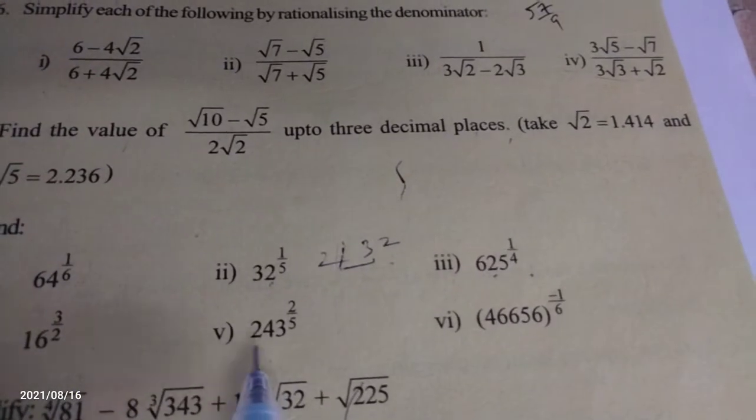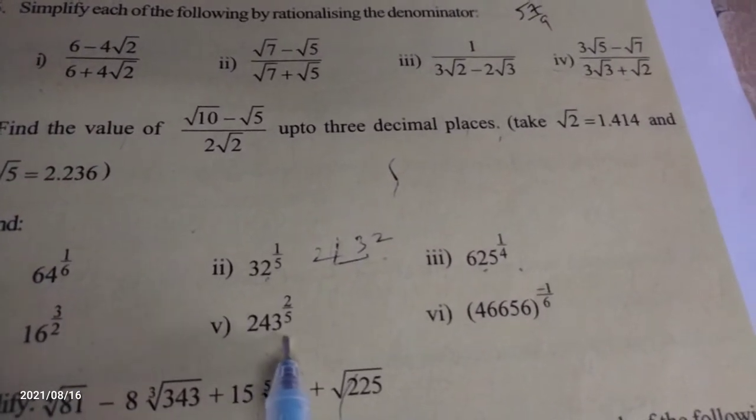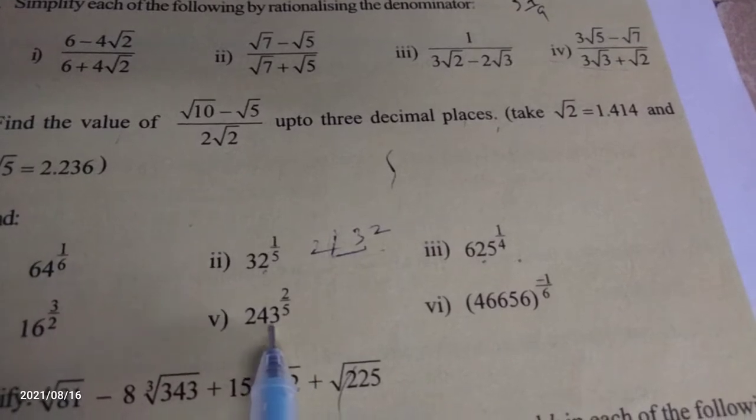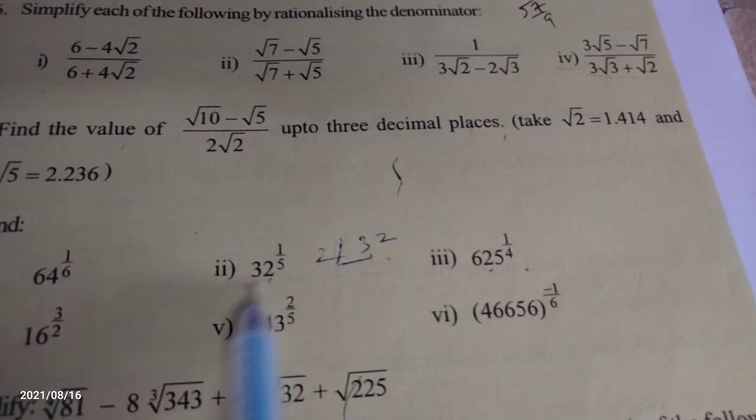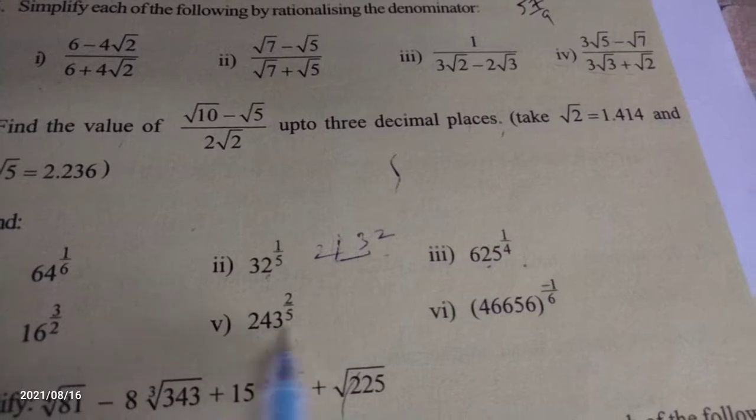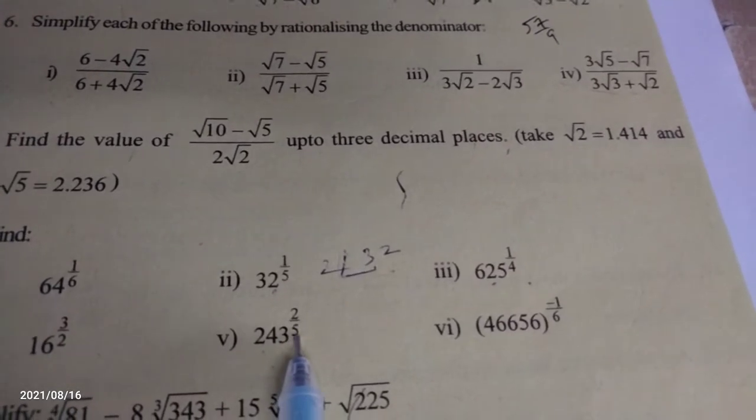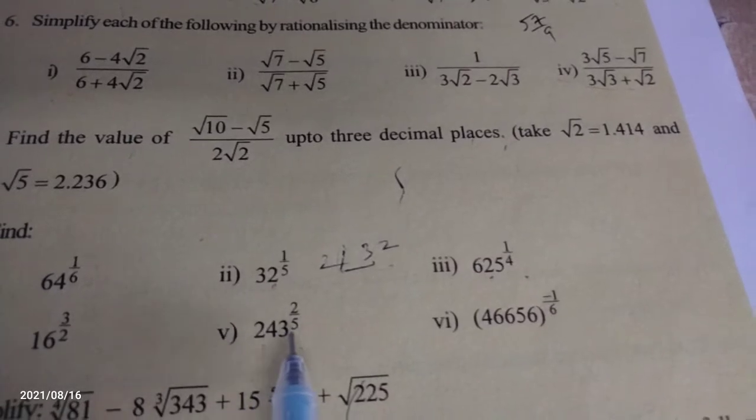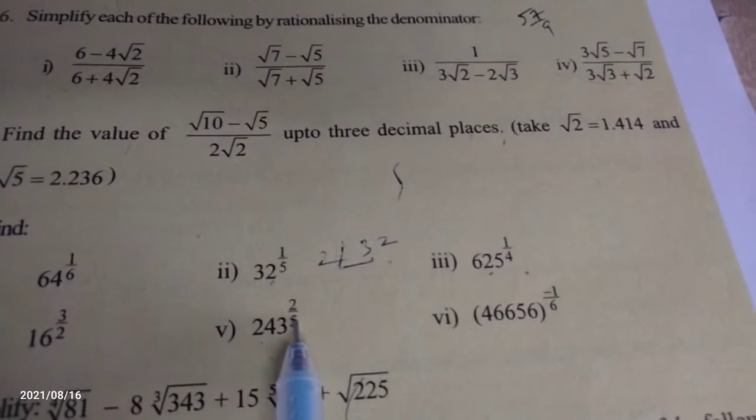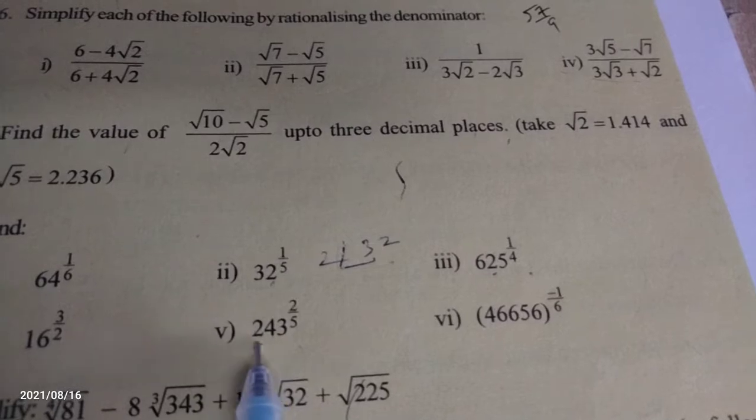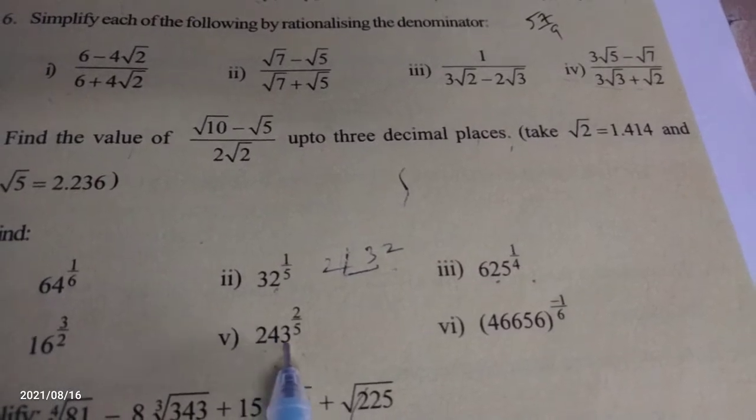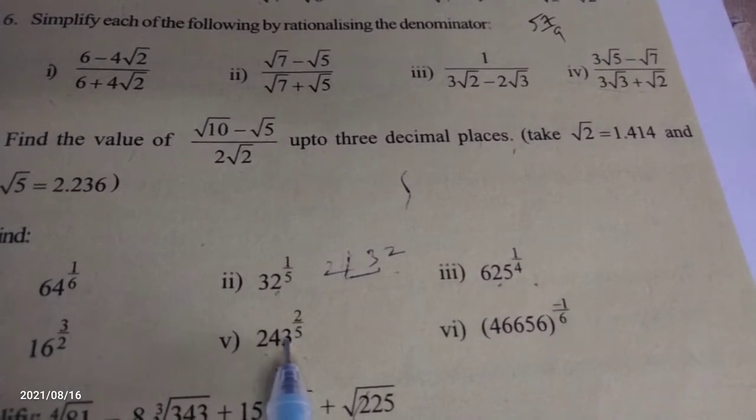Come to the fifth one. What is that? 243 to the power of 2 by 5. We need to find this whole value. First we have to convert whatever base is there in terms of the power. The power is 5, so we have to convert this number to the power of 5. What is the number? 243. We have to write this number in the power of 5.